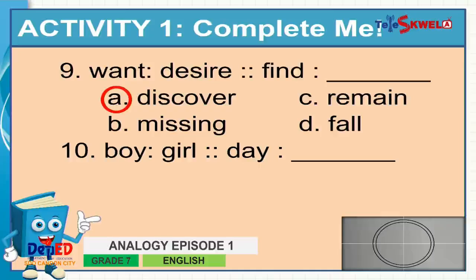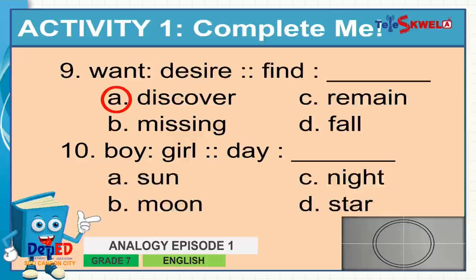And number 10, boy is to girl as day is to letter A, sun. Letter B, moon. Letter C, night. And letter D, star. And the answer is letter C, night. Boy is the opposite of girl as day is the opposite of night.